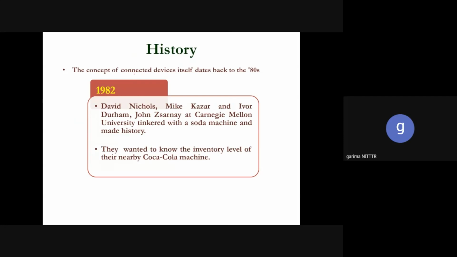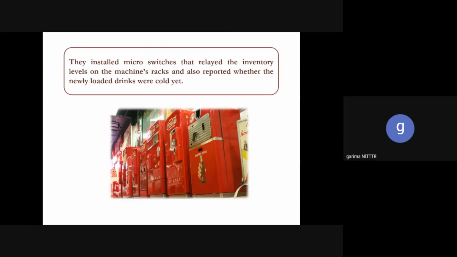The concept of connected devices, because Internet of Things is basically a connection between devices, came into the picture in the 80s. In 1982, as per the history, three students from CMU tinkered with their soda machine, and they made history as the concept of connected devices. What they wanted to do was to know the inventory level of their nearby Coca-Cola machine. So they installed some micro switches, which relayed the inventory levels on the machine rack and reported whether the newly loaded drinks were cold or not.